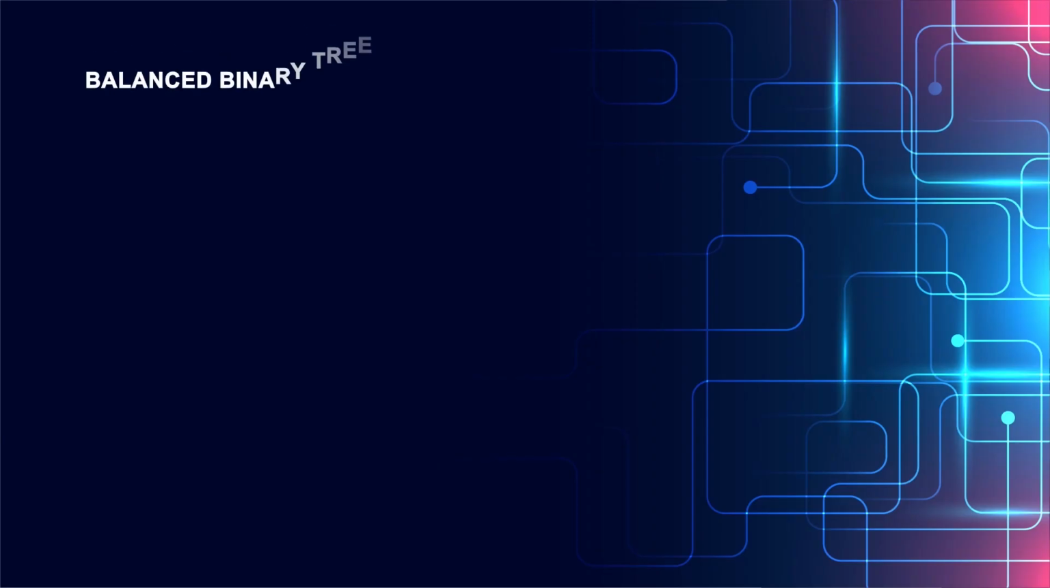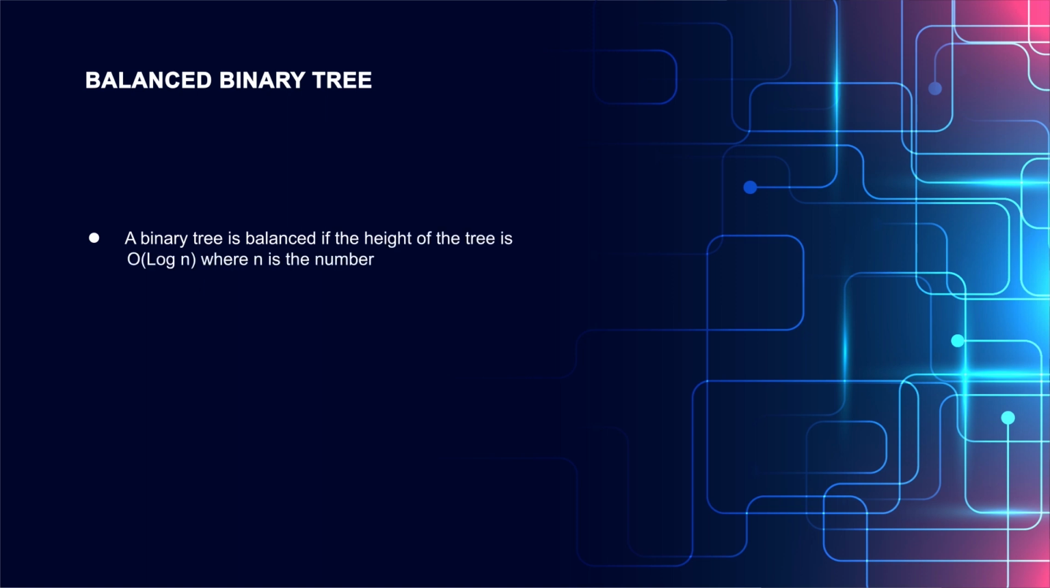Last one is the balanced binary tree. A tree is balanced if the height of the tree is O(log n), where n is the number of nodes. So now we move on. The next topic is binary tree traversal.